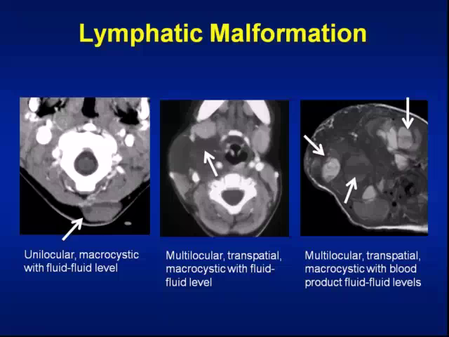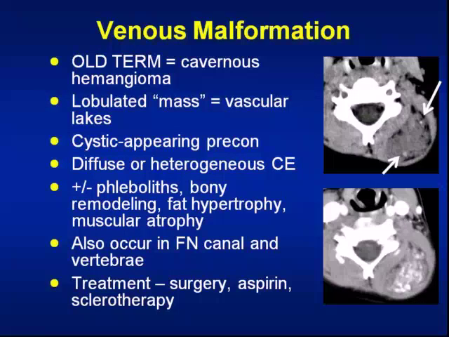And then another child, which unfortunately is not an uncommon appearance, where we have the massive anterior neck lesions in an infant. Frequently these are diagnosed on prenatal ultrasound with the differential diagnosis of a teratoma or a lymphatic malformation. The presence of blood products and fluid levels pretty much clinches the diagnosis of a lymphatic.